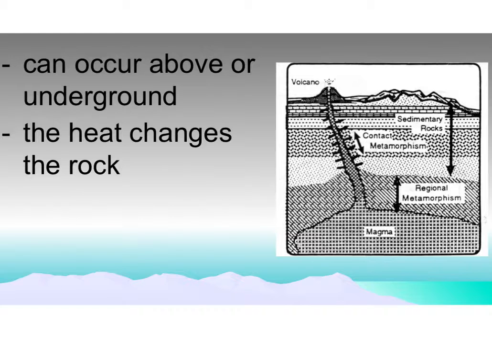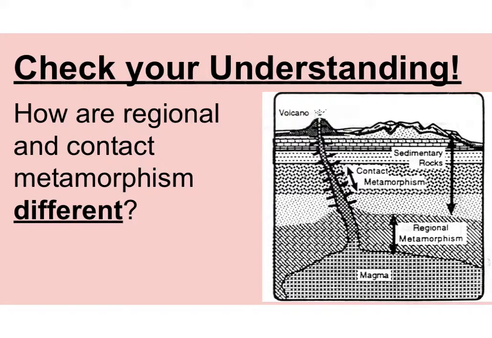This can occur above ground, so you can have this magma come all the way up, and you can actually change some of the rock that is up here on the surface, or you can also change the rock underground. And with contact metamorphism, it's the heat that changes the rock, whereas in regional metamorphism, it was the pressure that changes the rock. So that's kind of a difference between the two. Okay, here is your check for understanding. How are regional and contact metamorphism different?